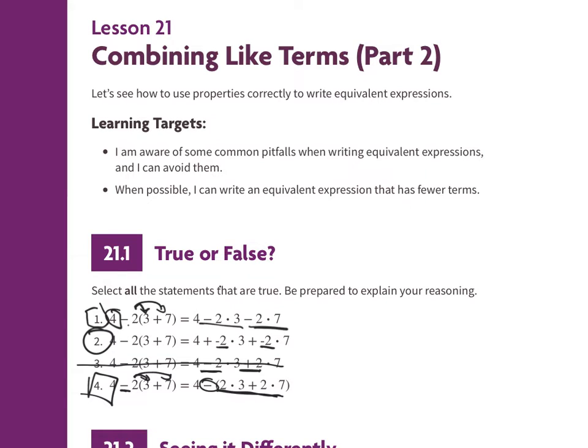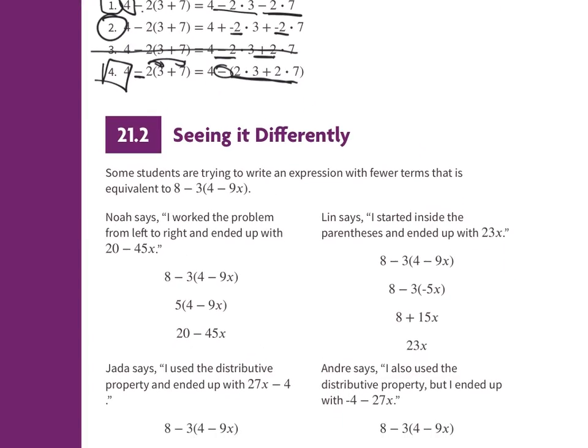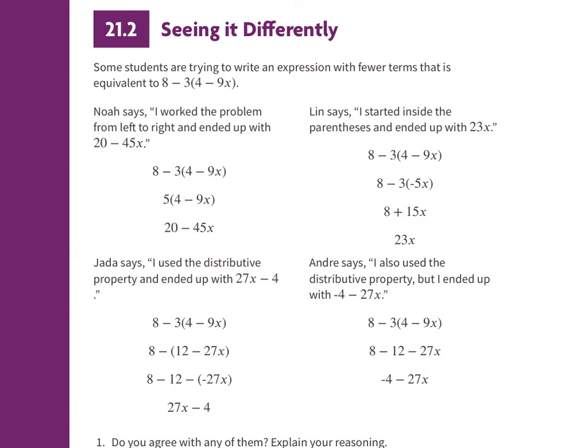All right, turn the page. Page 156. Some students are trying to rewrite an expression with fewer terms that is equivalent to 8 minus 3 times the quantity of 4 minus 9x. Noah says, I worked the problem from left to right and ended up with 25 minus 45x. So Noah, we have to get rid of the parentheses first, and Noah does this, 8 minus 3 and got 5. That is not correct. You have to go that and that first. So Noah's wrong. Lynn said, I started inside the parentheses and ended up with 23x. Does the 4 have an x? No, the 4 doesn't have an x, so we cannot combine those.